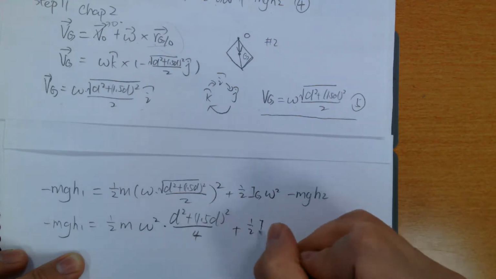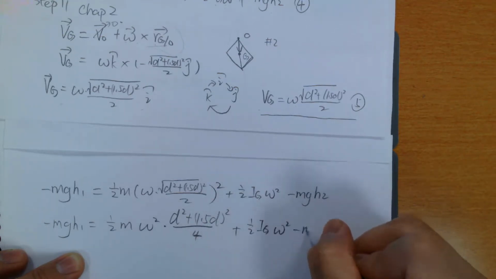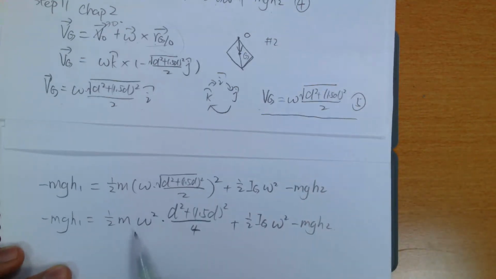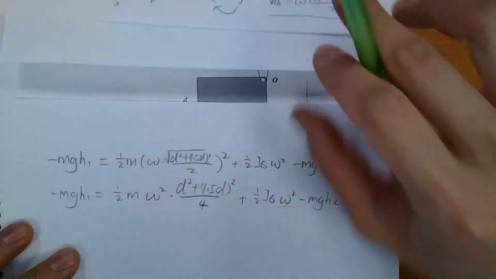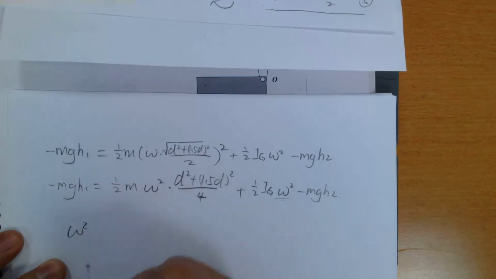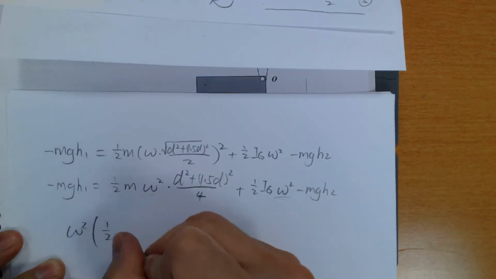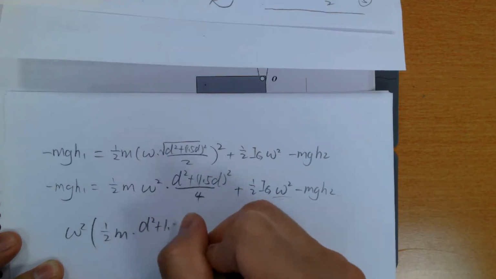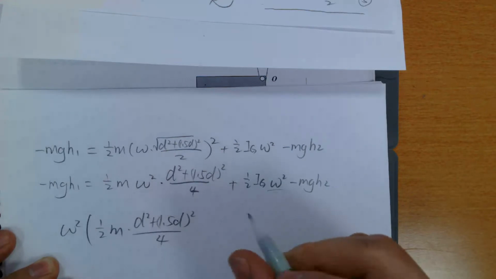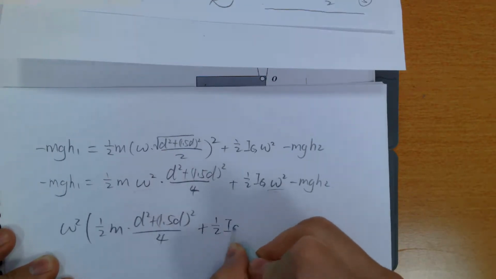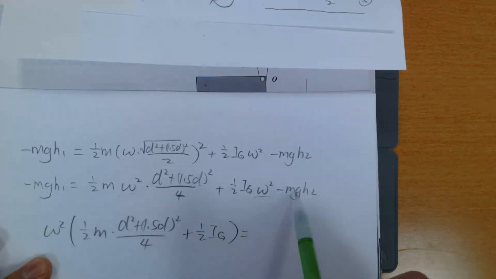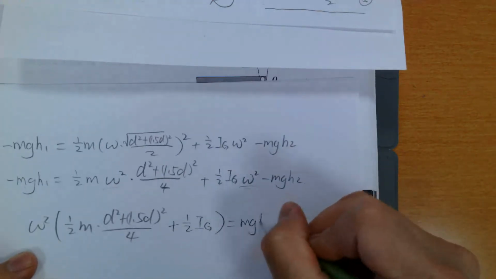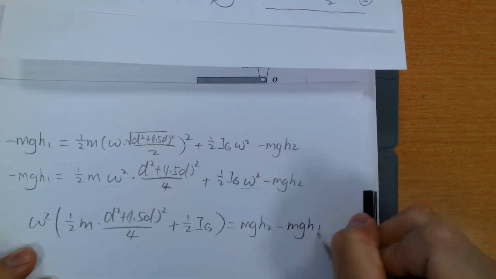plus 1/2 Ig omega squared minus mgh2. Okay, here we have omega squared, omega squared. We can put all the omegas on one side of the equation. So we have omega squared times 1/2 mass times d squared plus 1.5 d squared divided by 4 plus 1/2 Ig equals, you can throw this term to the other side of the equation, mgh2 minus mgh1.